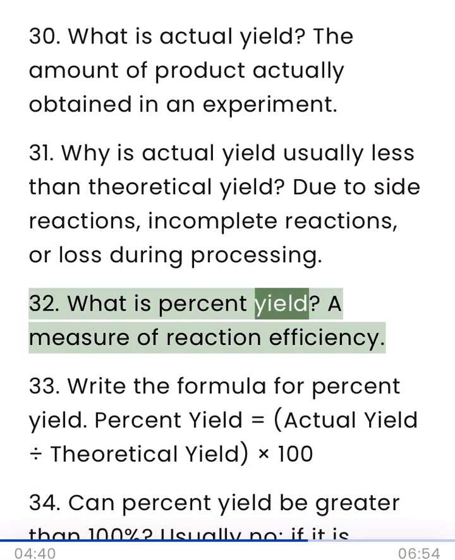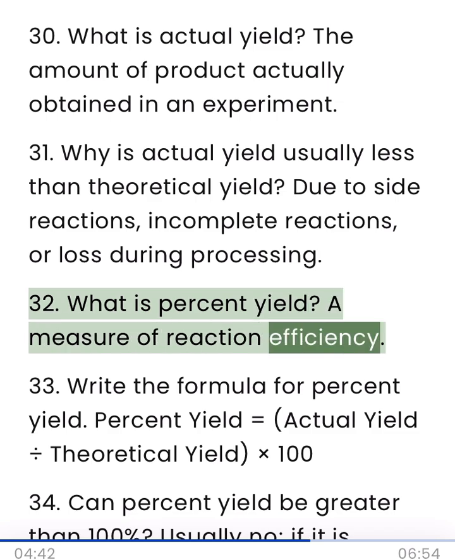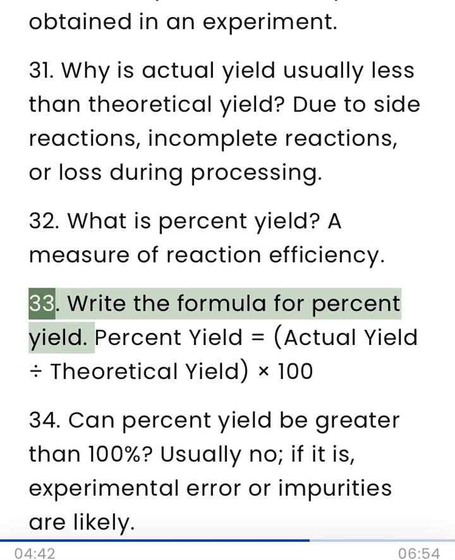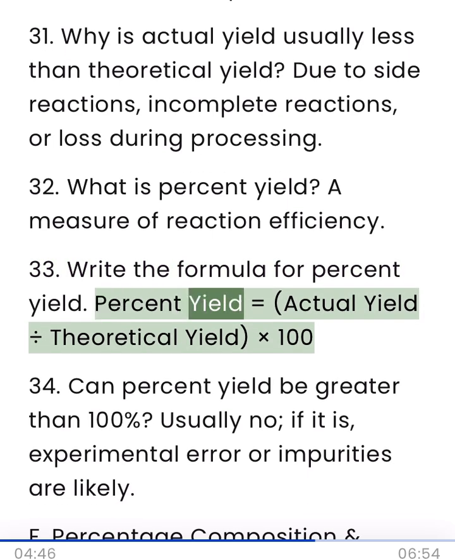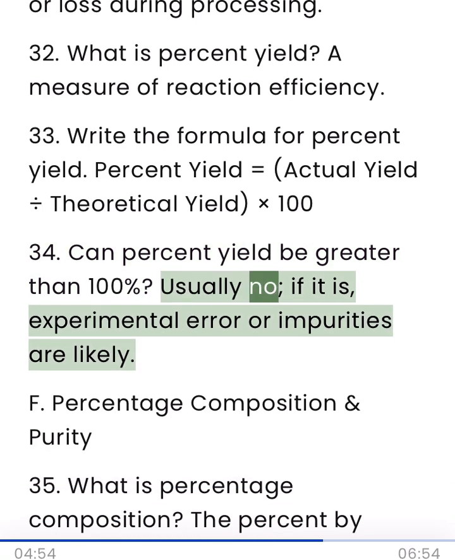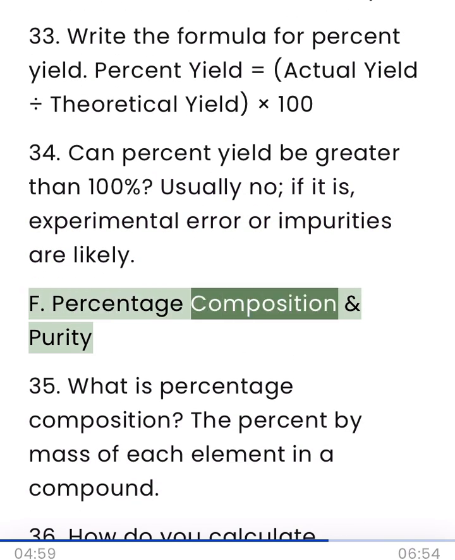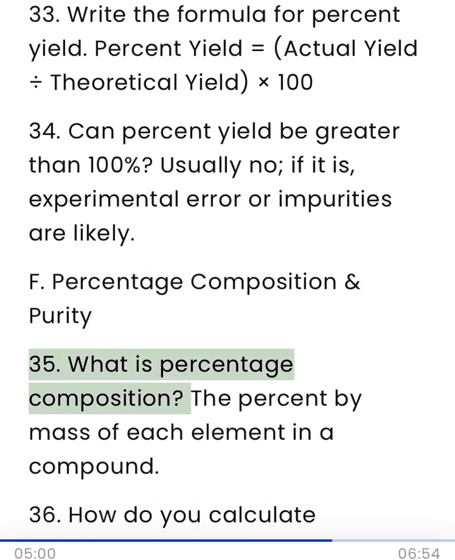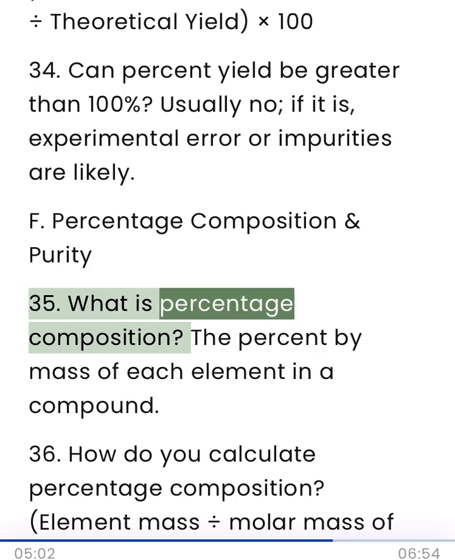32. What is percent yield? A measure of reaction efficiency. 33. Write the formula for percent yield. Percent yield equals actual yield divided by theoretical yield times 100. 34. Can percent yield be greater than 100%? Usually no. If it is, experimental error or impurities are likely. F. Percentage composition and purity. 35. What is percentage composition?